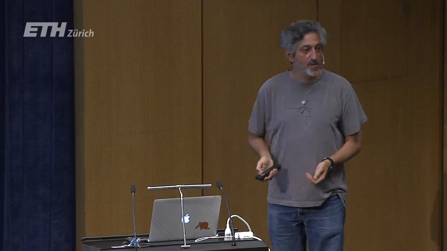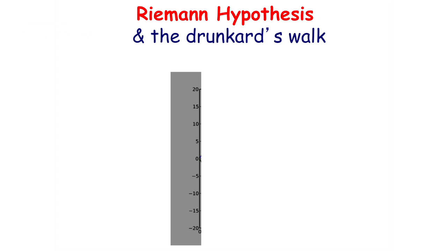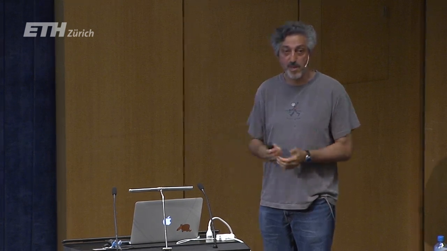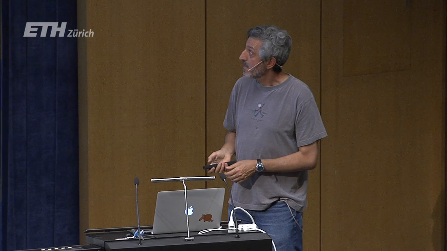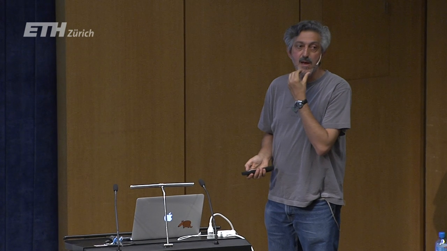Why is the other problem about pseudorandomness? This I will explain. I think not too many people, even in mathematics, know it. It has to do with random walks. So let me tell you what the pseudorandom property is, and then we'll say how the Riemann hypothesis, which is the most famous and maybe most important open question in mathematics, is related to pseudorandomness. So it's about this random or drunkard's walk.